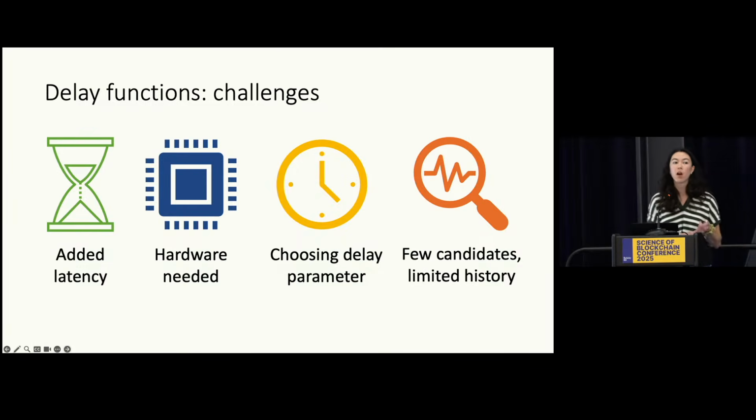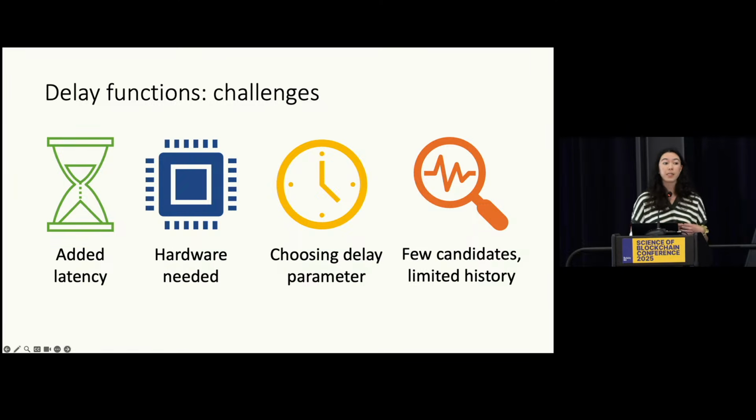The first is that they often add latency to the protocol because you have to evaluate this slow function. The second is that you need to develop specialized hardware so that the honest parties can compute the function about as quickly as the malicious parties can. If there's too big of a gap in how quickly the malicious parties can compute the delay function versus the honest parties, then it becomes less useful.